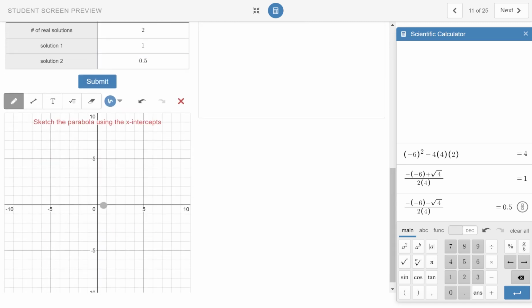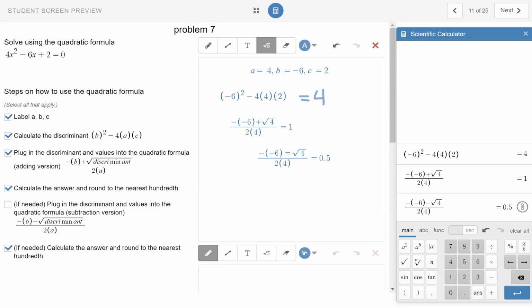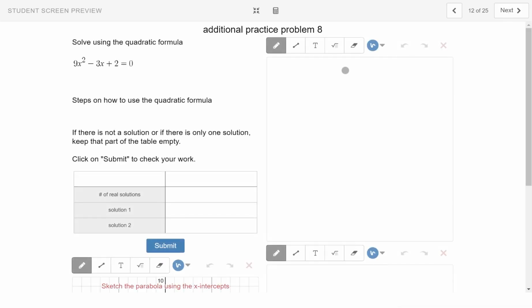So even though they're very close together, just put a point and then do your best to draw a U, a parabola pointing upwards. And I know it's pointing upwards because my A value is a positive 4. Alright, some extra practice to get you situated for tomorrow or for the assessment.